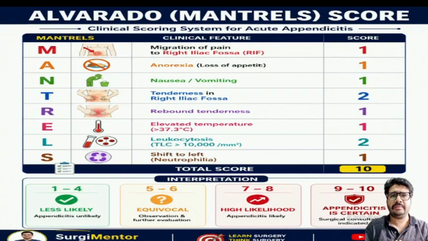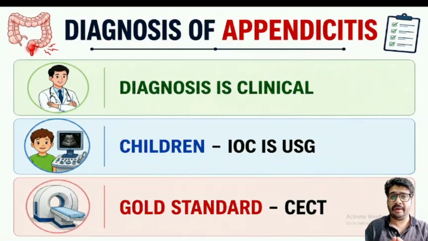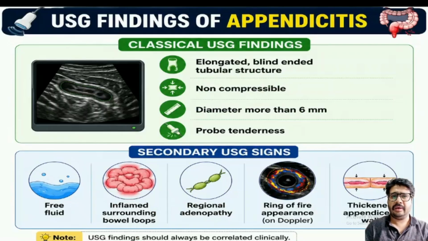Now, what are the ultrasonographic findings in a patient you are referring for a USG suspecting appendicitis? We traditionally get the report as an elongated blind-ended tubular structure, non-compressible with diameter more than 6 millimeter, and there is probe tenderness. In addition to that, there is free fluid surrounding the appendix, there is inflamed surrounding mesenteric fat, there is lymphadenopathy, and there is increased blood supply which can give the appearance of a ring of fire, and there can be a thickened appendiceal wall.